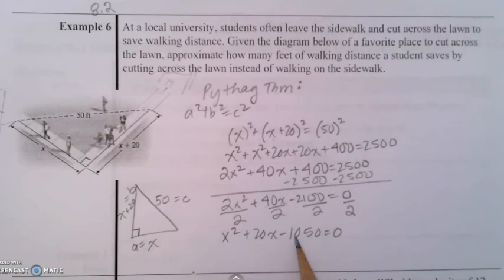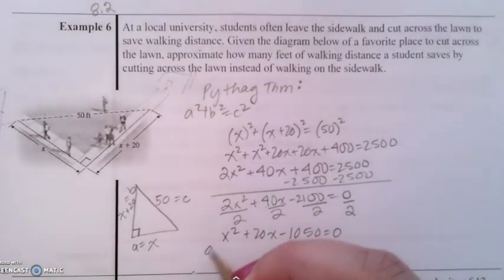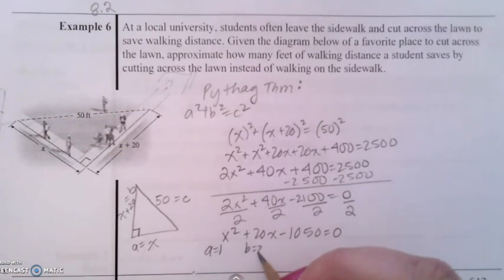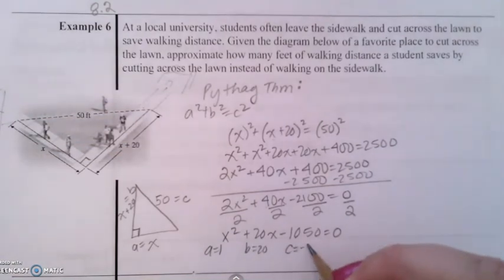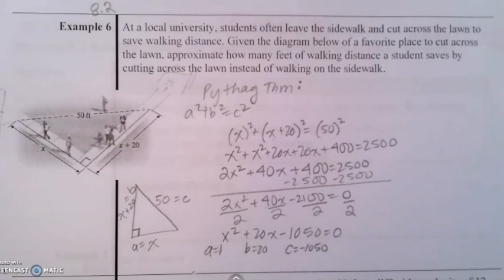Now, I can't think of 2 numbers that multiply to 1050 and subtract to 20, so I'm going to go ahead and use the quadratic formula, where a is 1, b is 20, and c is negative 1050. I'd like you to pause the video now and see if you can finish this problem. Press play when you're ready.